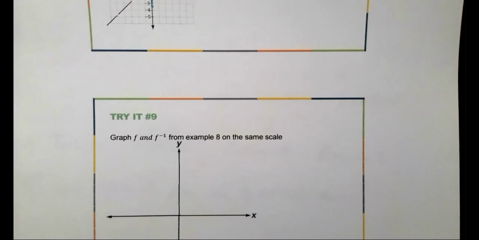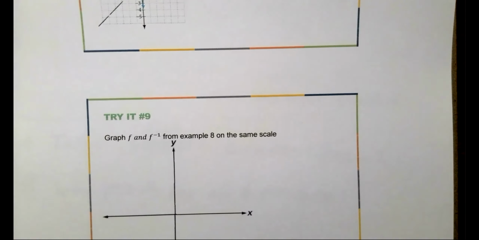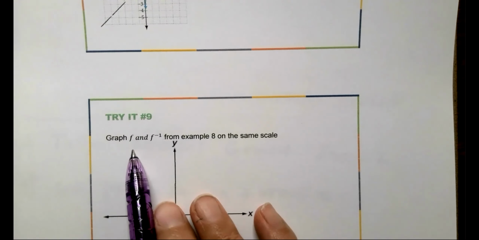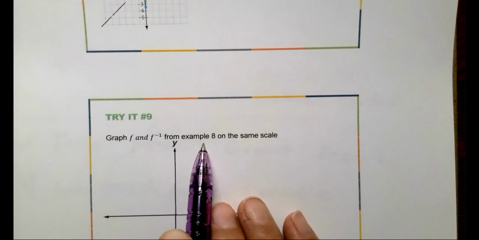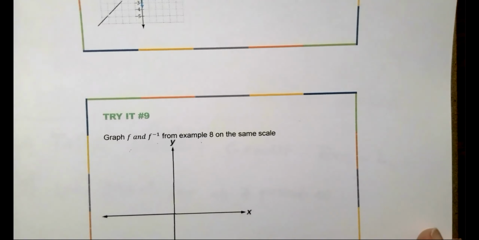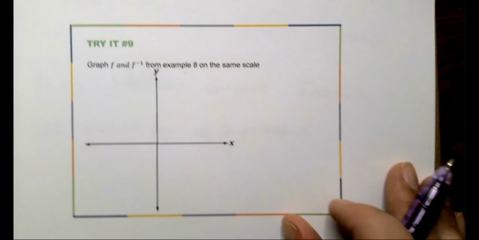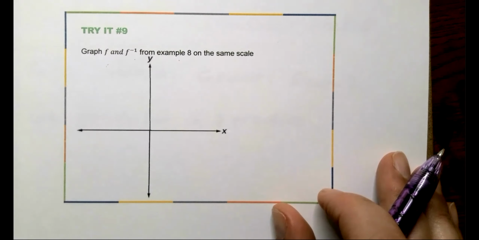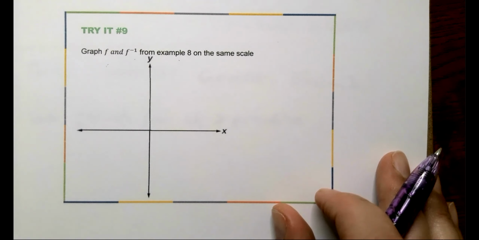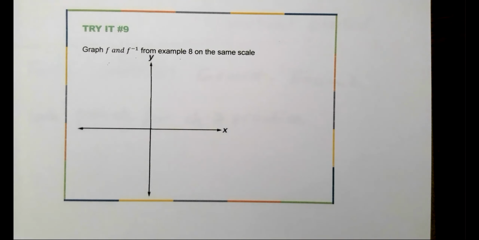Try it: graph f and its inverse from example 8 on the same scale. Actually, I think that one is a little complicated, so I'm actually gonna do it with you. Actually, I want you to pause here and try to do it yourself first, and then we can compare the results, okay? So go ahead and pause here.